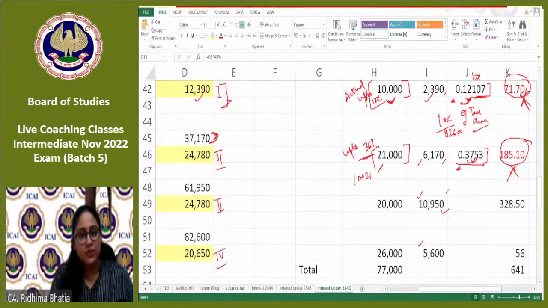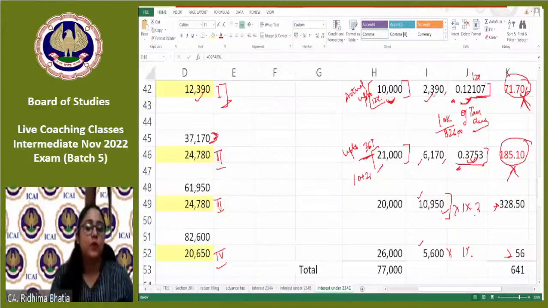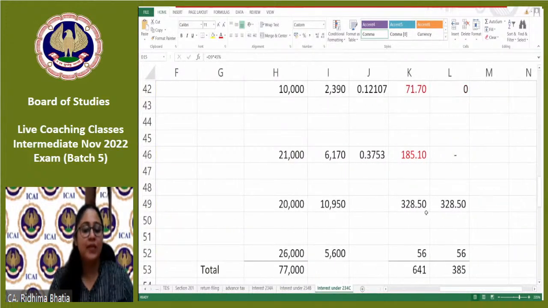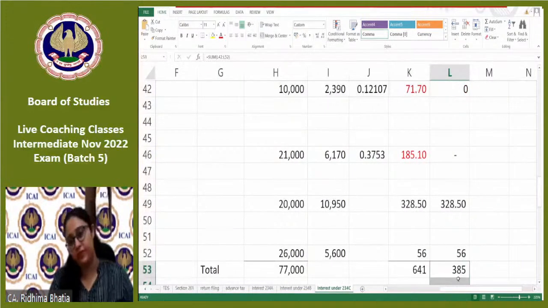But on the remaining installment, 10,950 into 1% into 3 months, you have to calculate, which is 328. Now 1% you have to do. But if you are depositing at least 12% or 36% on the first and second installment respectively, then even if there is a shortfall, no interest would be calculated. And hence my actual interest due under section 234B would be 328 plus 56, which is 385.